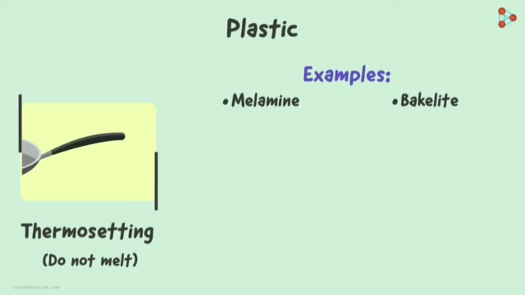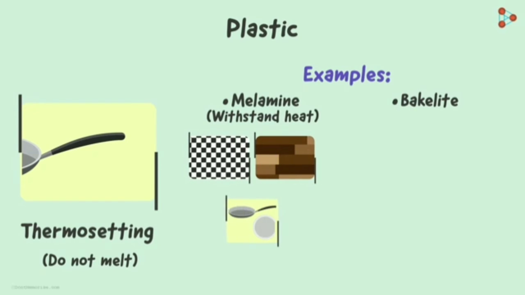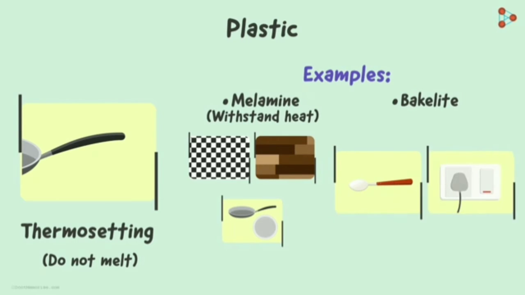The 2 most commonly used examples of thermosetting plastics are melamine and bakelite. And where are they used? Melamine is known to withstand high amounts of heat. It is therefore used in making tiles, floorings and kitchenware. Bakelite, on the other hand, is used in making handles of kitchen utensils and switches, as it's a poor conductor of heat and electricity. So this was about thermosetting plastics.